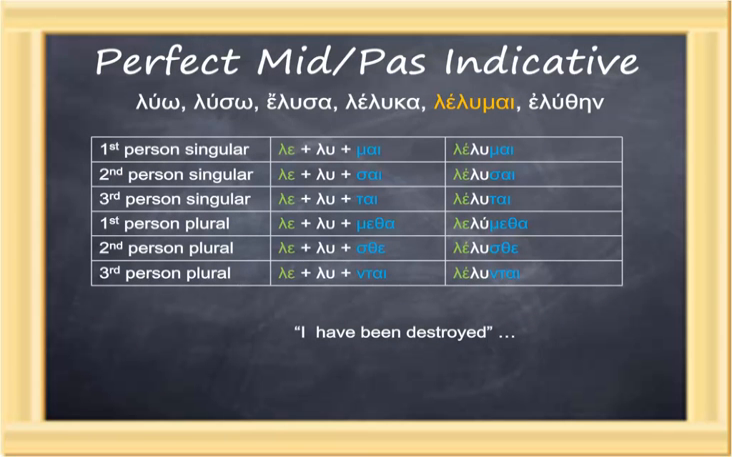In the middle column of the chart, one sees the three parts: reduplication, perfect middle passive stem, and primary middle passive endings. In the second column are the forms themselves: lelimai, lelisai, lelitai, lelimetha, leliste, lelintai. Translation: I have been destroyed.